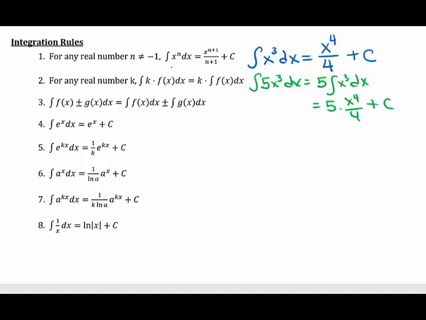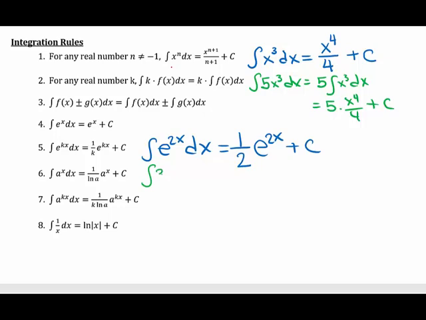And then I'll show you an example of number 5. If you have, say, e to the 2x, that's something of the form e to the kx, you'll always get 1 over 2 e to the 2x plus c. So if there's a constant in front of that x, you have to divide by the 2. It's basically your chain rule backwards.